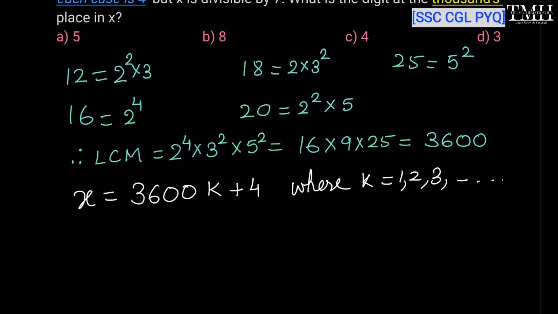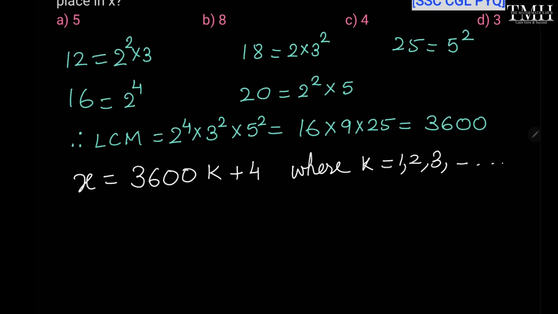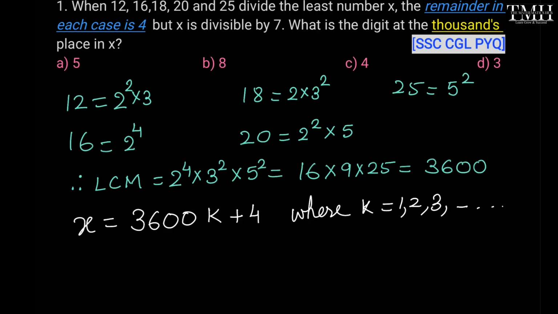Now see children, let's proceed towards the next step of this question. When k is equal to 1, then x is equal to 3604. When k is equal to 2, then x is equal to 7204. When k is equal to 3, then x is equal to 10,804.